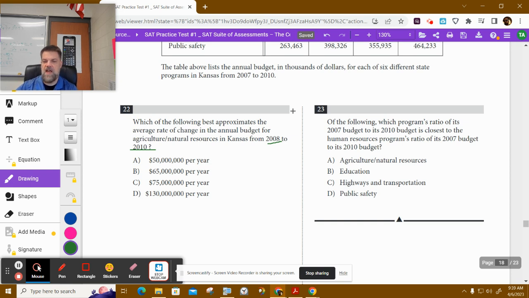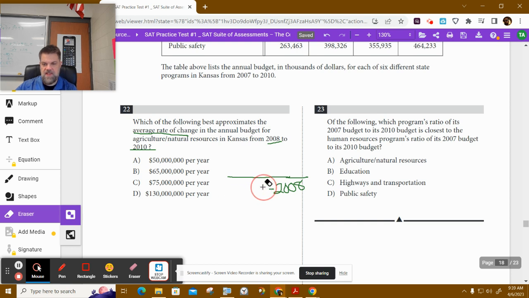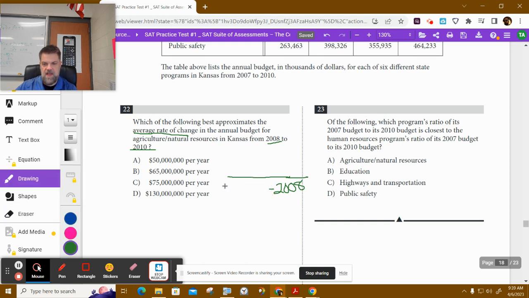Well, so when they say the average rate of change, it's going to be from 2010 minus 2008, right? So the average rate of change is slope. Okay? And my 2010 looks crazy. You can't make out what it is. So it's 2010 minus 2008 all over.